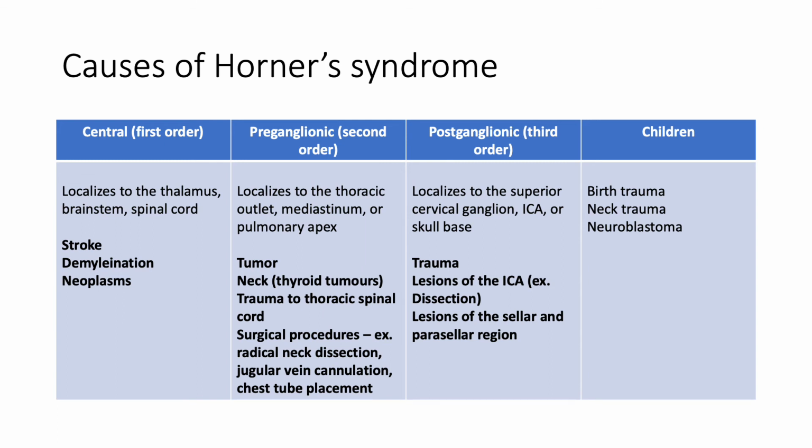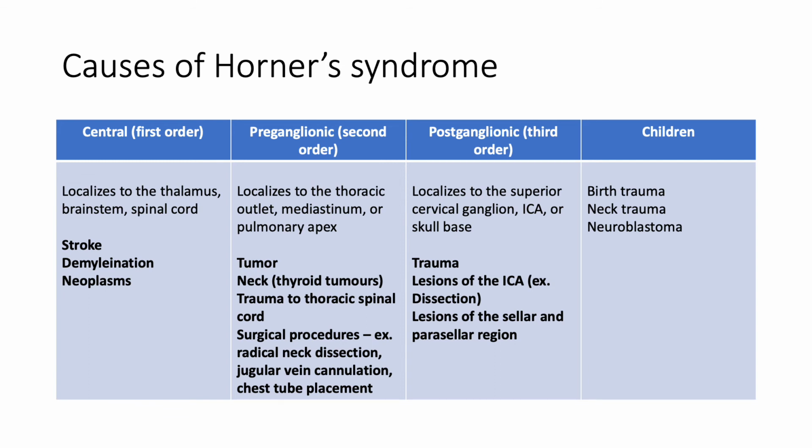The preganglionic or second order Horners localizes to the thoracic outlet, the mediastinum, or the pulmonary apex. So things like a tumor, specifically something called a Pancoast tumor, which is localized to the pulmonary apex, can cause a Horner's syndrome. Things like thyroid tumors, trauma to the thoracic spinal cord, or surgical procedures such as radical neck dissection, jugular vein or vein cannulation, or chest tube placement can also cause a second order Horners.